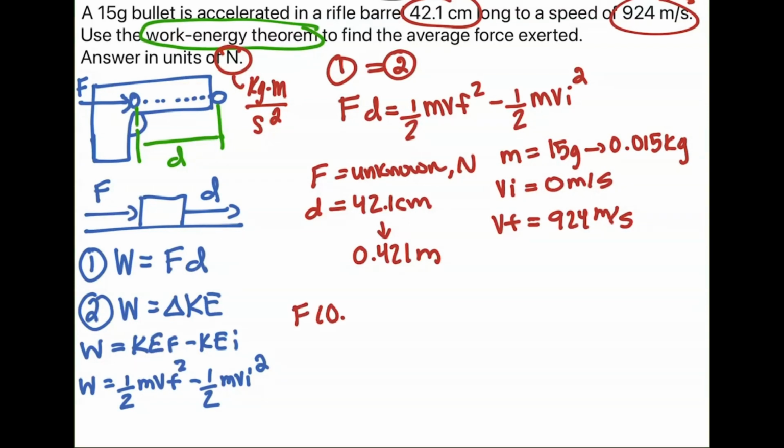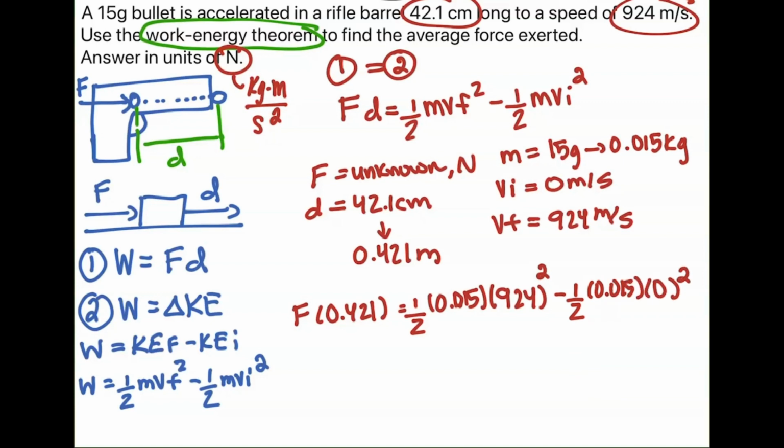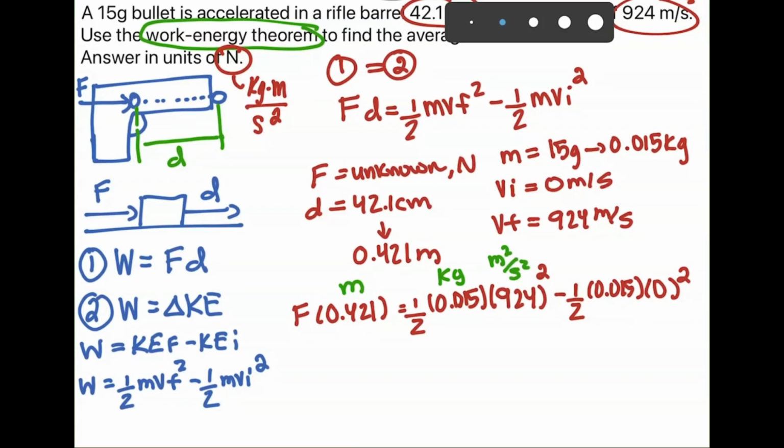So force times 0.421 equals 1/2 times 0.015 times 924 squared minus 1/2 times 0.015 times 0 squared. So the units over here for d is meters, the mass is kilograms, and the velocity squared is meters squared per second squared. So let's just track our units as well.